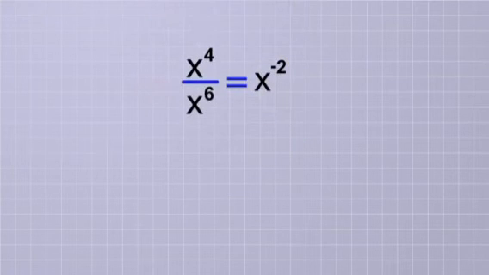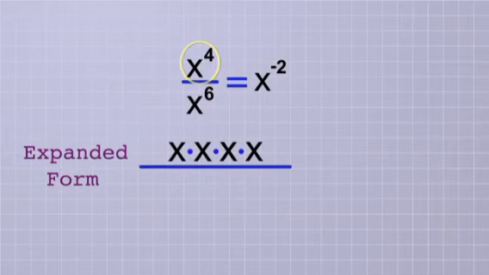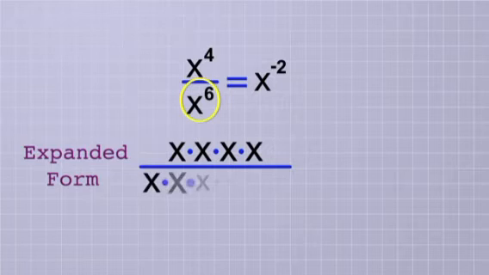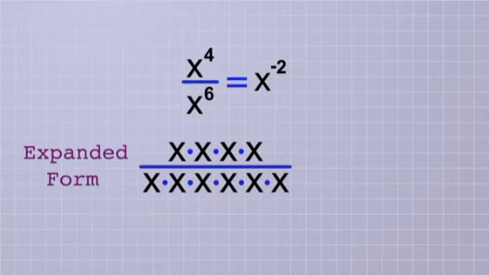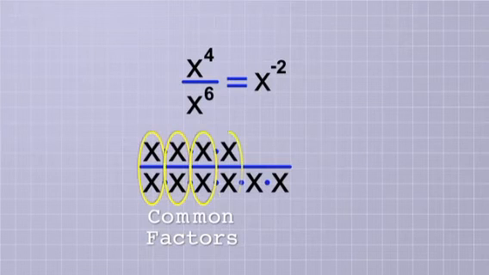So according to our law, this expression should be equal to x to the negative 2. Let's try writing it out in expanded form to see if that's true. On the top, x to the fourth would be the same as 4 x's multiplied together. And on the bottom, x to the sixth would be the same as 6 x's multiplied together. Once again, we see that there are pairs of common factors that we can cancel. 4 pairs to be precise.